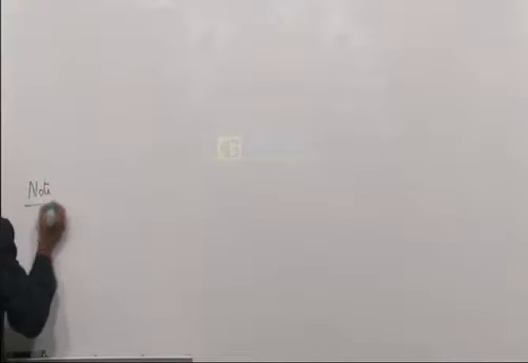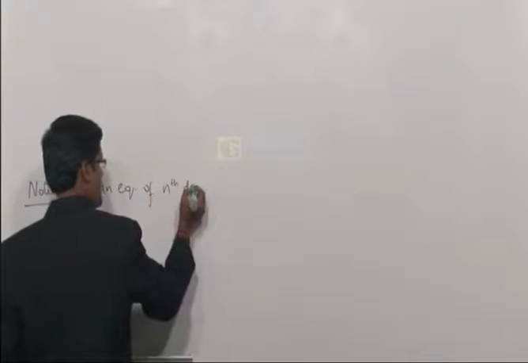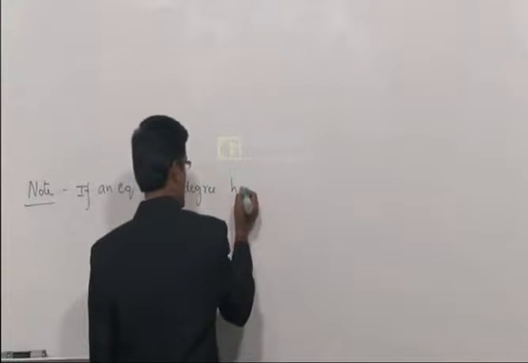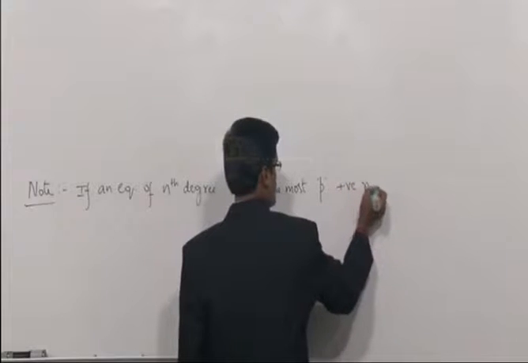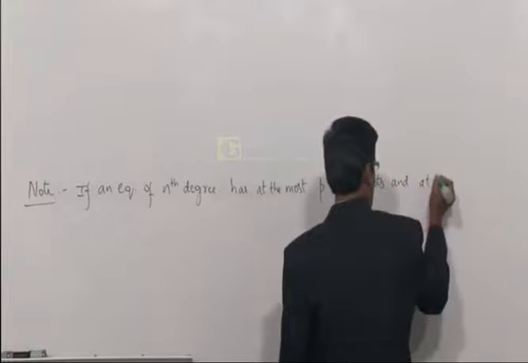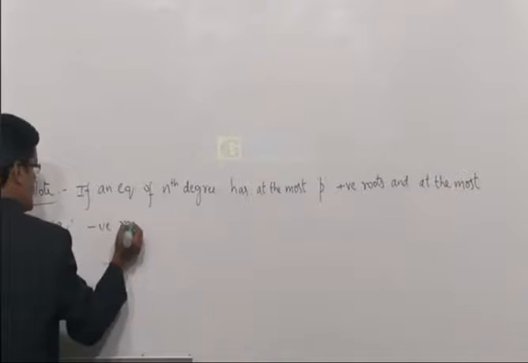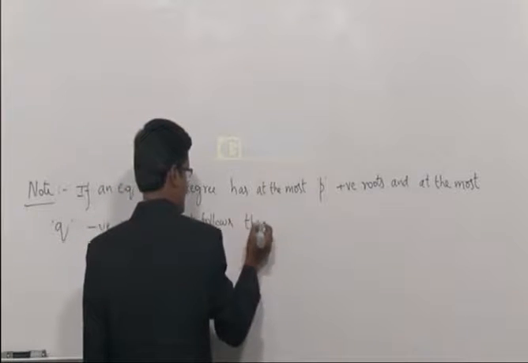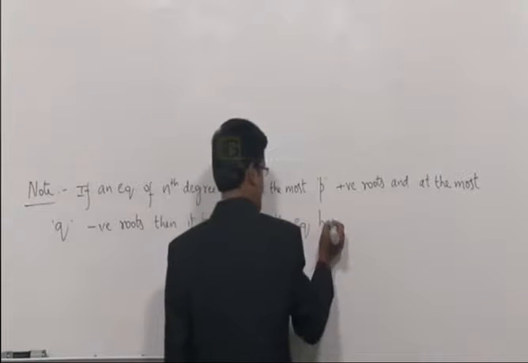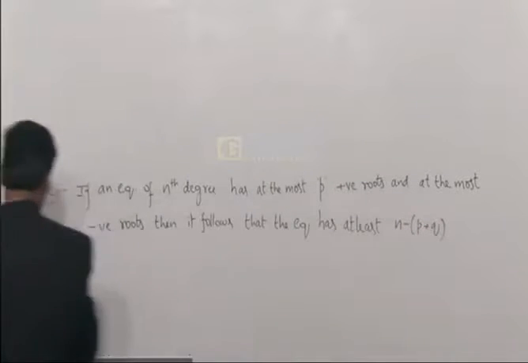Note, an equation of nth degree has at the most p positive roots and at the most q negative roots, then it follows that the equation has at least n minus (p plus q) imaginary roots.